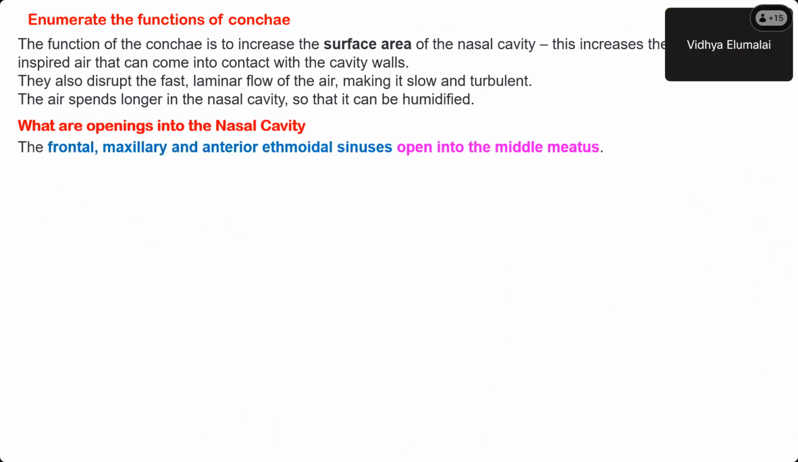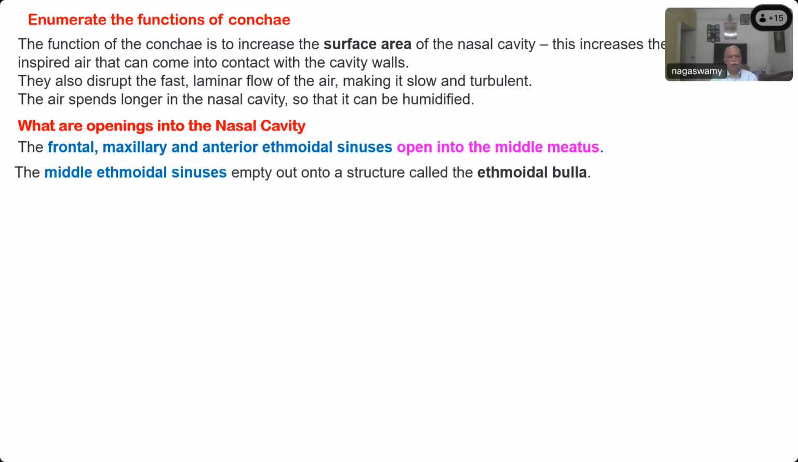Nasolacrimal duct, frontal sinus opening, maxillary and anterior ethmoidal sinuses open into the middle meatus. So the three sinuses which open into the middle meatus are the frontal sinus, maxillary, and anterior ethmoidal sinus.